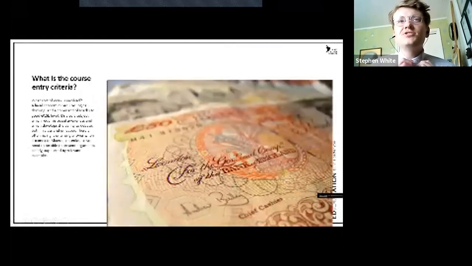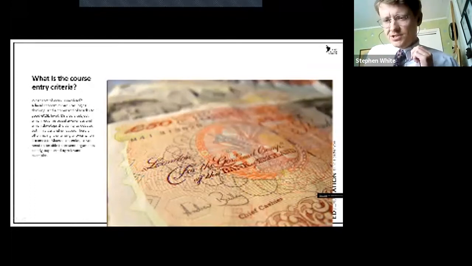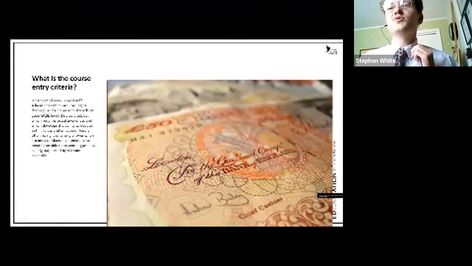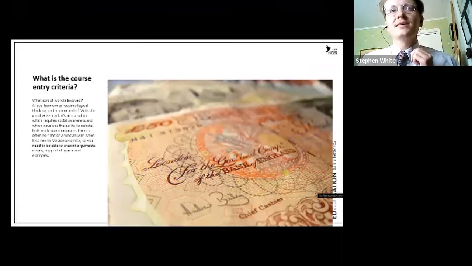So what is the course entry criteria? Okay, well, there's quite a few things or boxes that you need to tick in terms of what the criteria may be and what sort of work is involved. So A-level economics requires logical thinking. Remember, it's a social science, okay? It's not an art, it's a science, and we're talking about how the economy affects people, affects countries, affects the world, the global economy, okay?